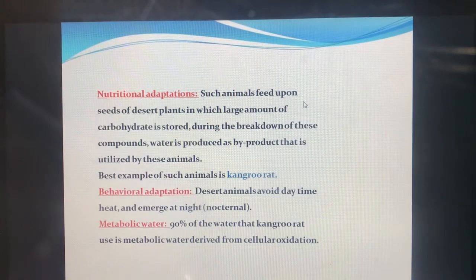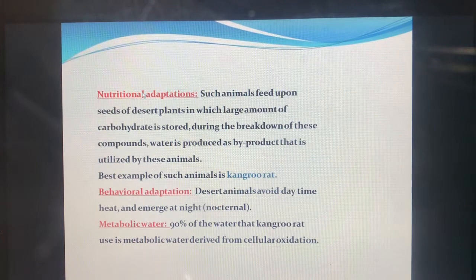Now, we should move towards the nutritional adaptation. Such animals feed on the seeds of desert plants which have a large amount of what? Carbohydrate, and during the breakdown of these compounds, water is produced as a byproduct that is utilized by these animals. The best example of such an animal is the kangaroo rat.